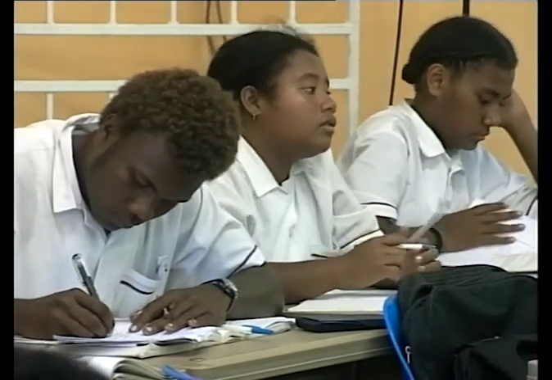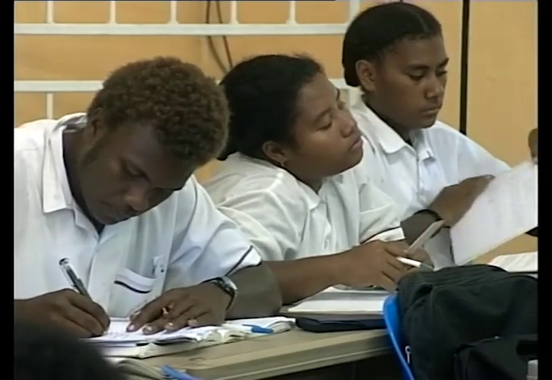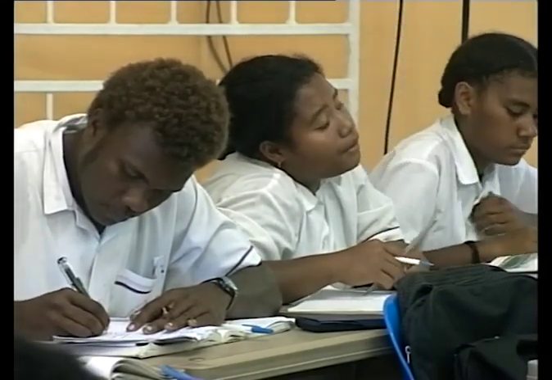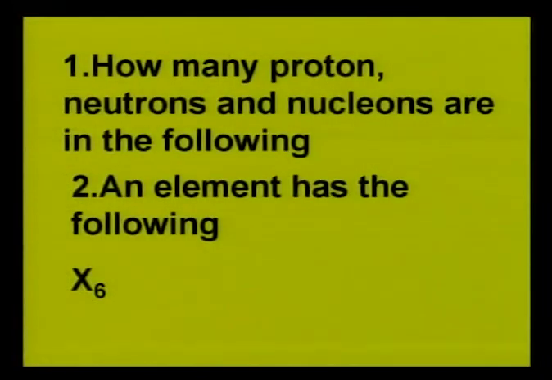How do we find the protons, neutrons, and nucleons? Nucleons are protons and neutrons. For example, what is the proton in here? The proton, you should know, is 2. What is the neutron? The neutron would be 2. And then you have the nucleon, which is A, which is 4. Nucleon is the mass number.